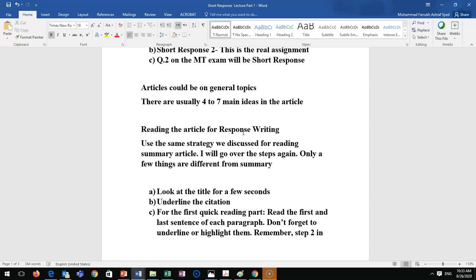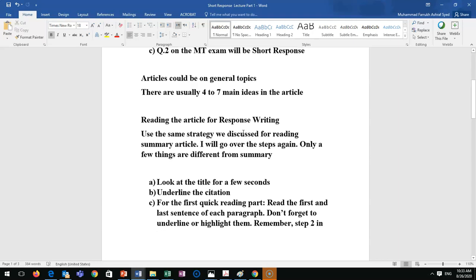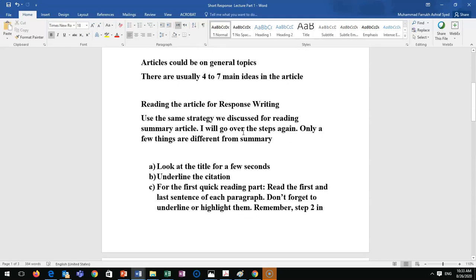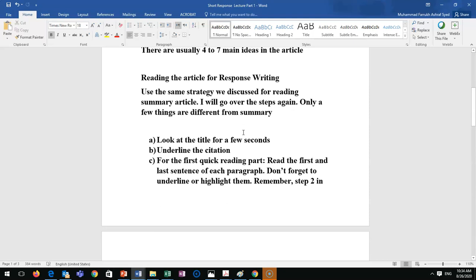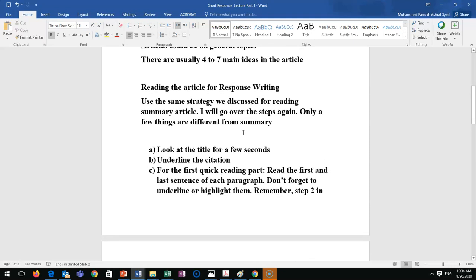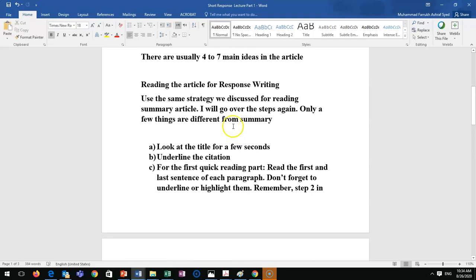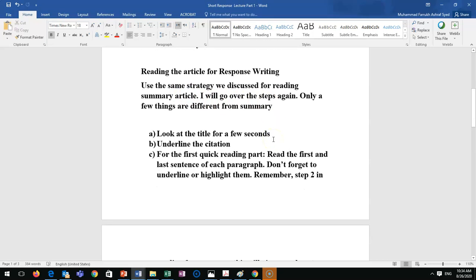We have the rubric for your response. Anyway, it's up to you if you want to go for your own approach or follow the quick approach we discussed in summary writing. It's very, very similar, just 1 step less. Let me give you an overview again. Use the same strategy as we discussed for reading the summary article. I will go over the steps again. Only one thing is actually different.